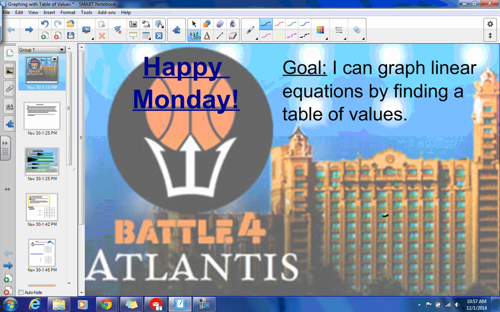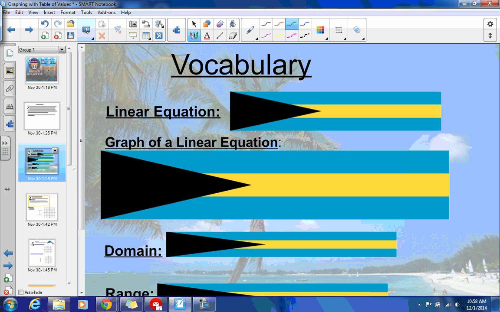Or in other words, another way to say a table of values, more common to you, is a t-chart. So we're going to use a t-chart, find some values from an equation and graph them, and then connect them to make a line. So a couple things you have to know first. We have a couple terms here.